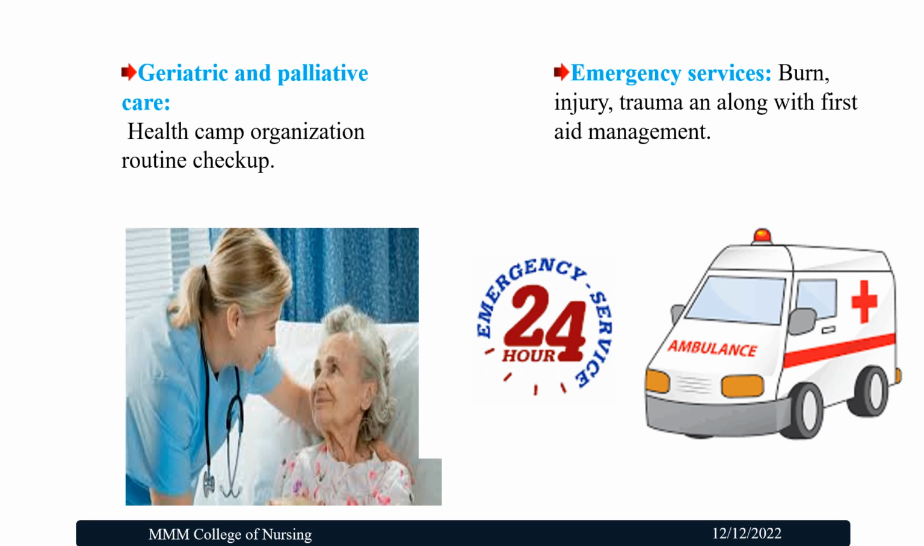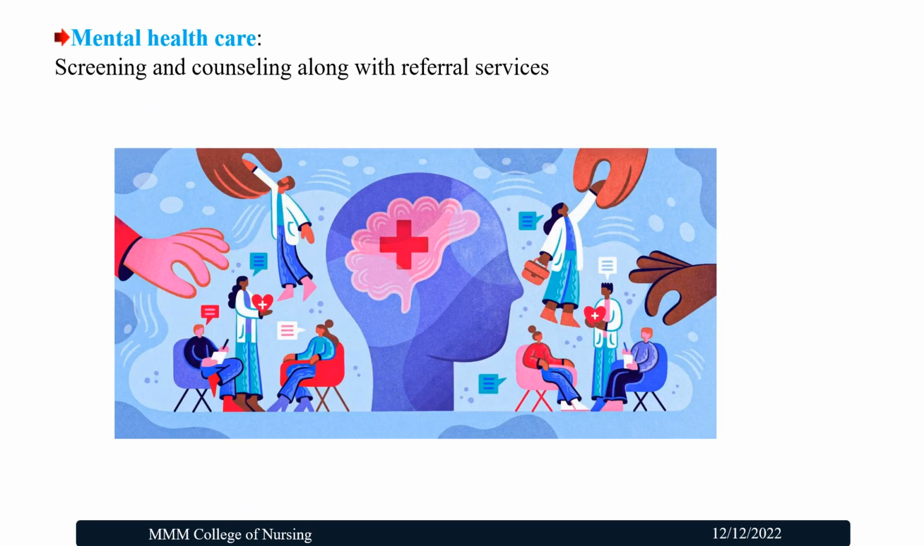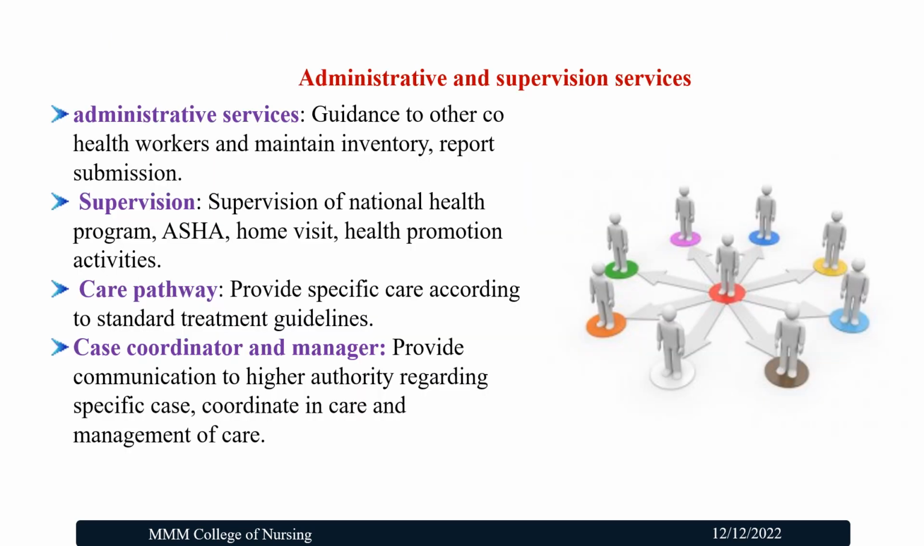Geriatric and palliative care, health camp organization, routine checkup. Emergency service: any burn, injury, trauma along with first aid management. Mental health care: screening and counseling along with referral services. The second role is administrative and supervision services. Guidance to other co-health workers, and maintaining inventory and report submission.